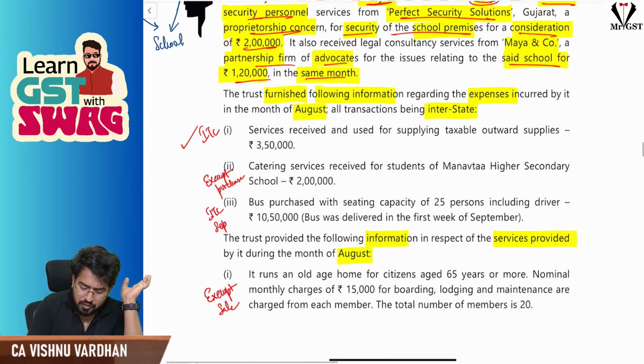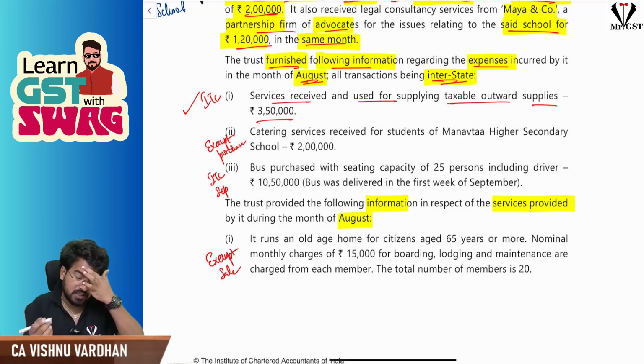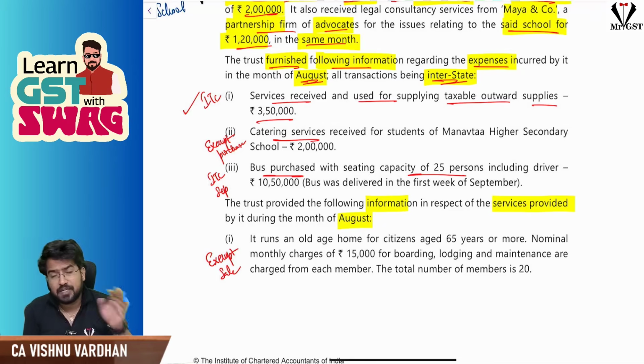Next, the trust furnished the following information on expenses for the month of August, being interstate. Here I have noted down all that. So these are purchases and services received for providing taxable outward supplies, taxable services 3,50,000. On that purchase you can take ITC also. Catering services, just now I told, are exempt under GST. Bus purchased with seating capacity 25, eligible for ITC.